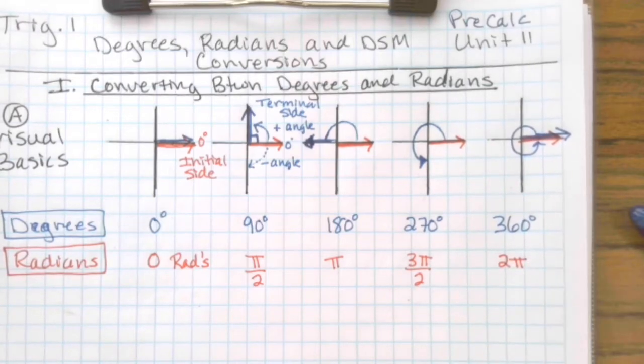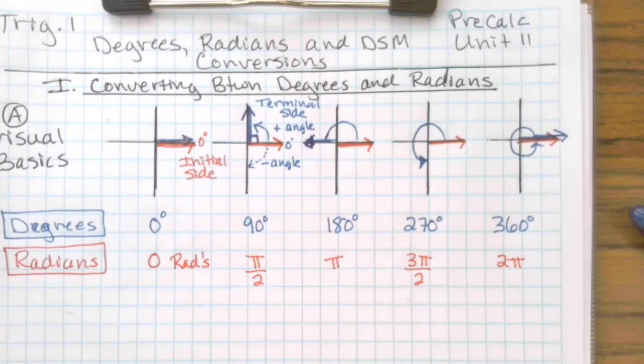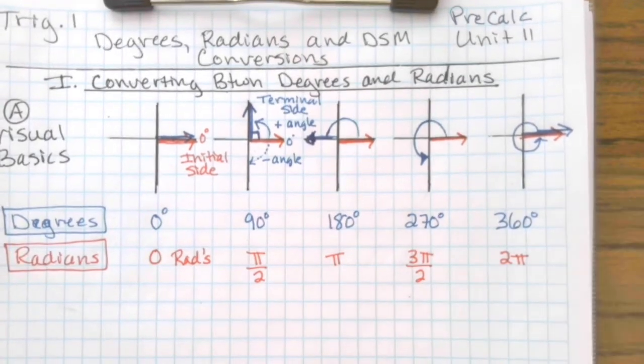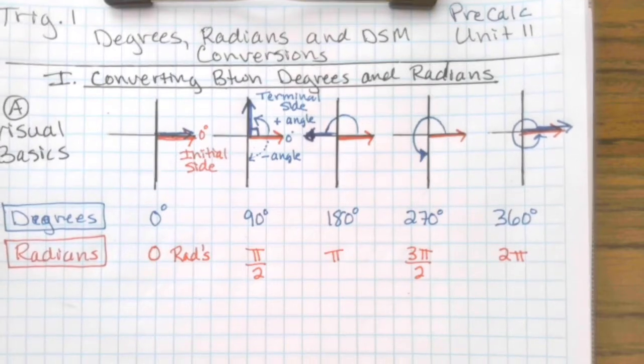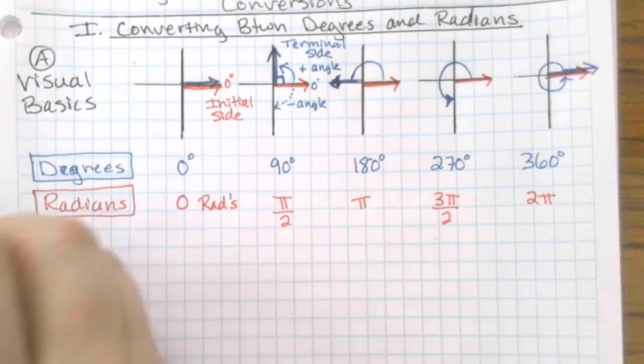So that gives you kind of an idea of how degrees and radians compare to each other. Radians have a lot of fractions. They have pi in them, so they're automatically irrational. But again, lots of formulas work with radians that don't work with degrees. Okay, so that's our visual basics.